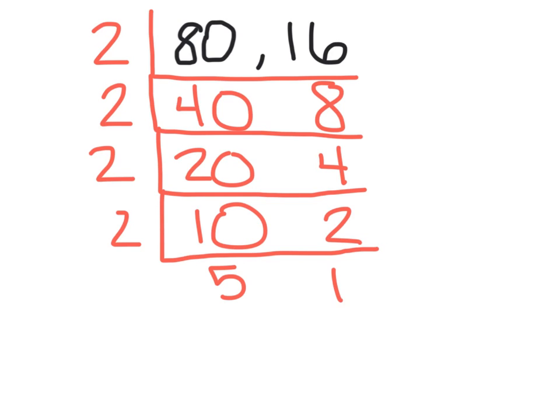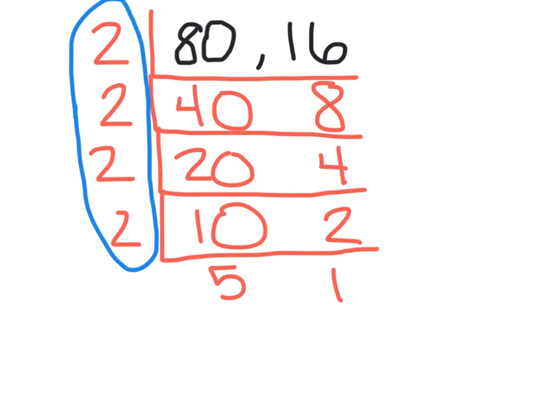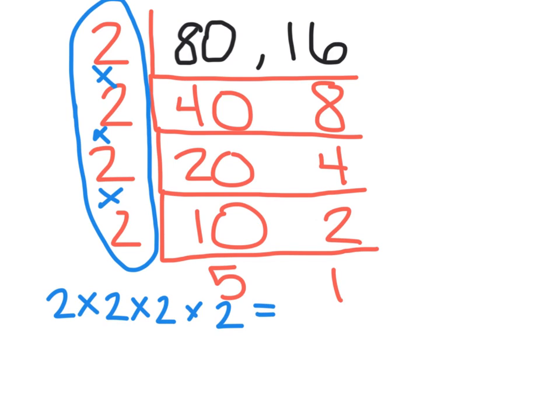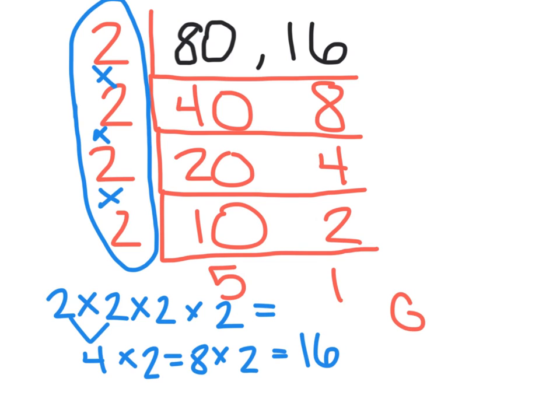I look at the outside numbers of my cake. There's 4 different layers, so we should have 4 different numbers, and you multiply them together. So I have 2 times 2 times 2 times 2. 2 times 2 is 4, times 2 is 8, times the last 2 would give us 16. So the greatest common factor of 80 and 16 is 16.